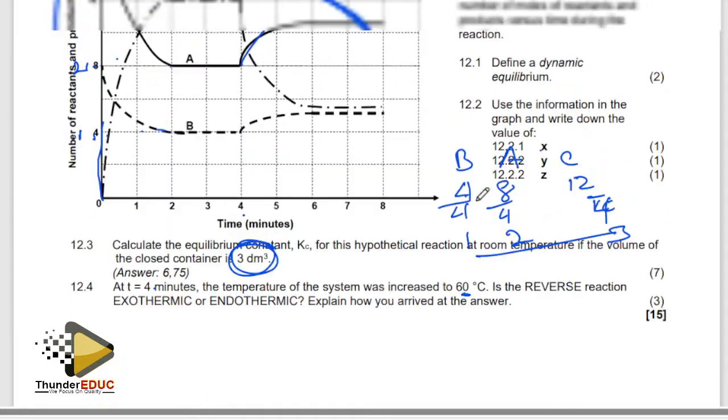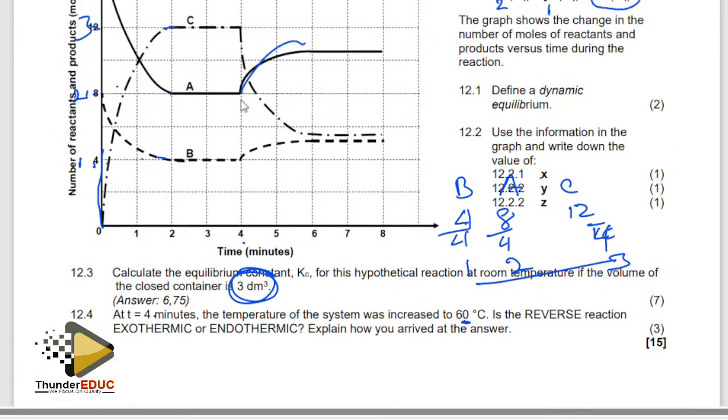You understand? So at first it was going like this, normally. When you increase the temperature to 60, it reversed. Definitely, if it reverses, then automatically the reverse reaction is endothermic. It's the one which requires heat because you have increased the heat. If it doesn't reverse, it just increases, then the forward reaction is automatically endothermic. But if it reverses, then the reverse reaction is which? Endothermic. Yes, because increase in temperature favors the endothermic reaction.